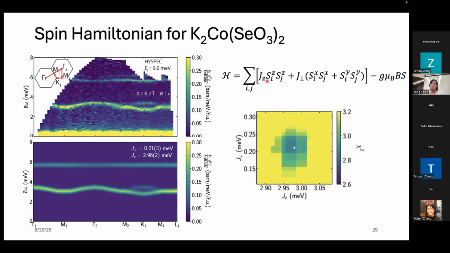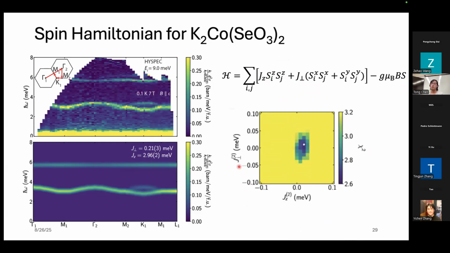If we have a model like this, just the XXZ model, we have a precise determination of J perpendicular and also JZ, by minimizing the chi-square. But we can do more with this. If we add further longer interactions like J2Z and J2 perpendicular, we can show that they're very close to 0. So longer range interactions are insignificant in this compound. So this simple XXZ model really describes the system very well.